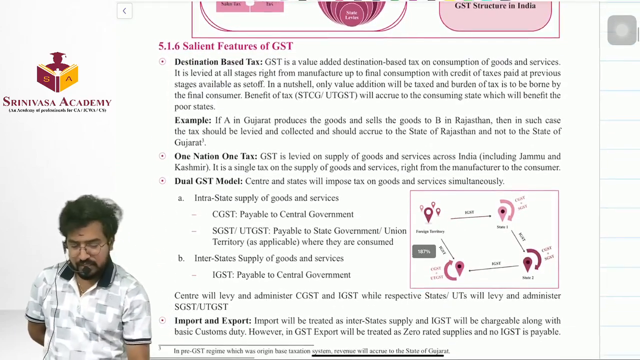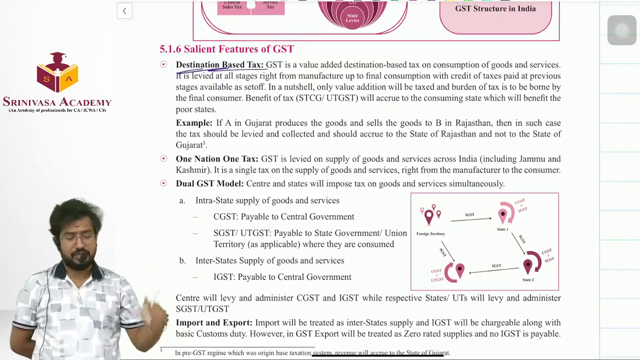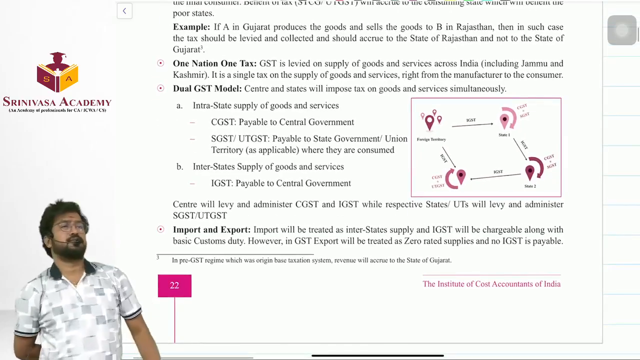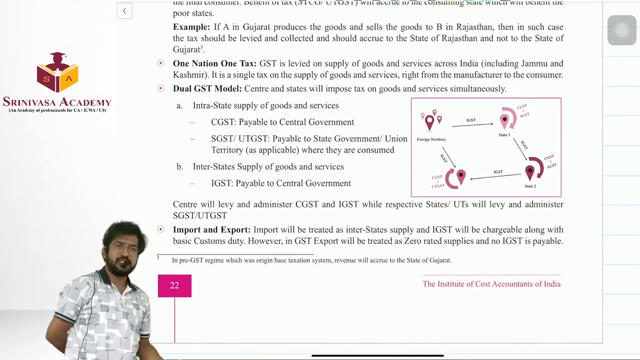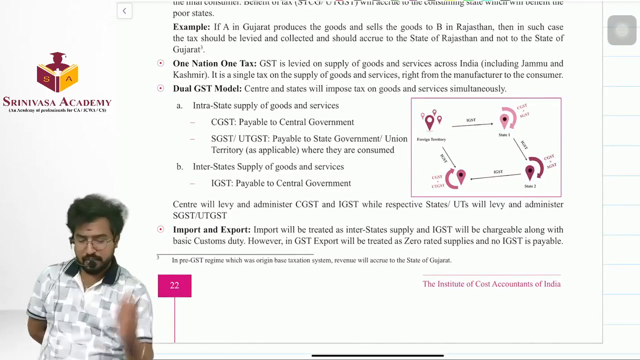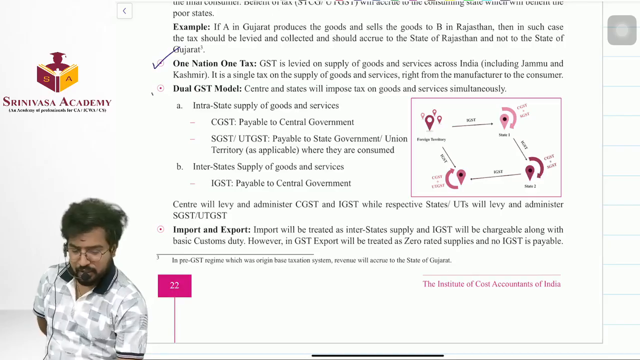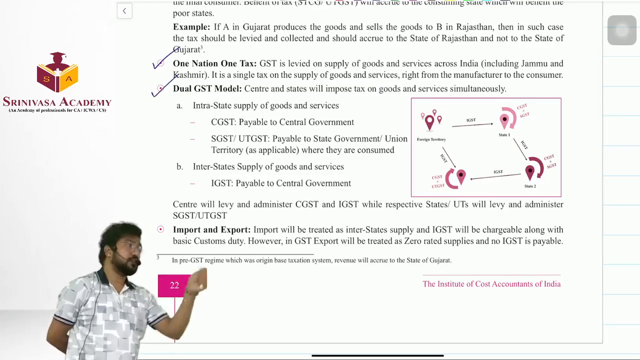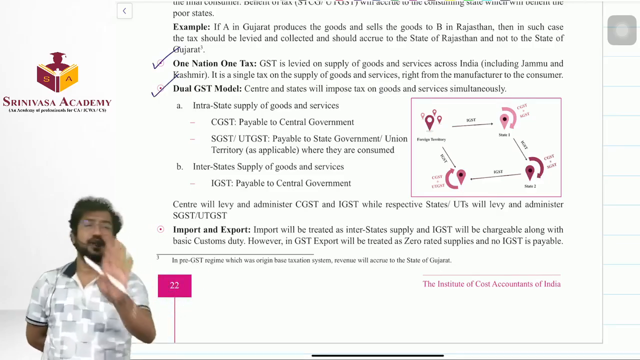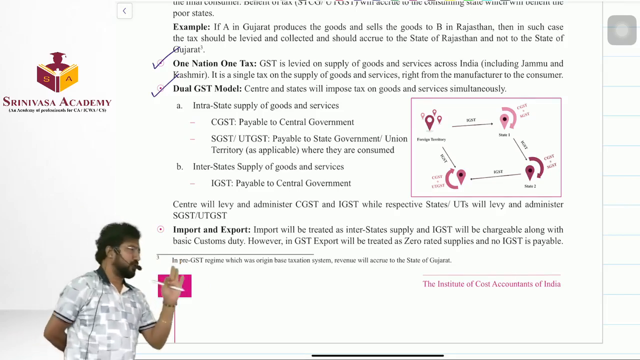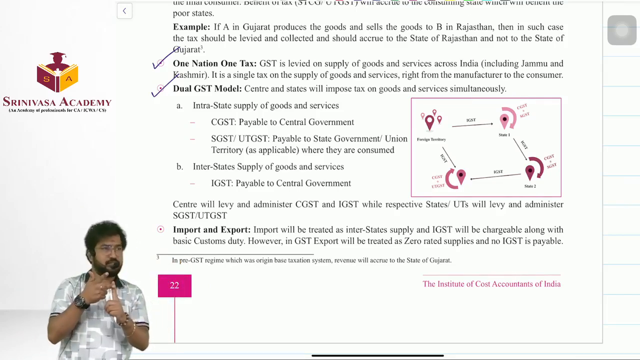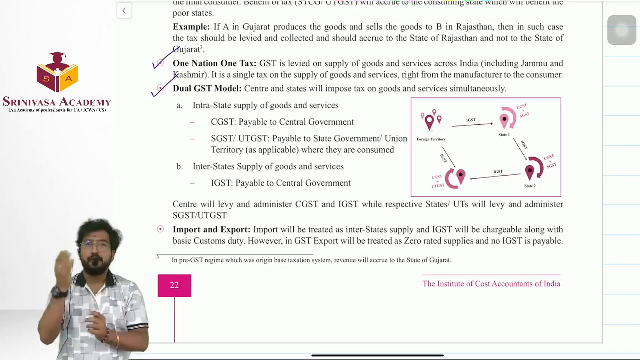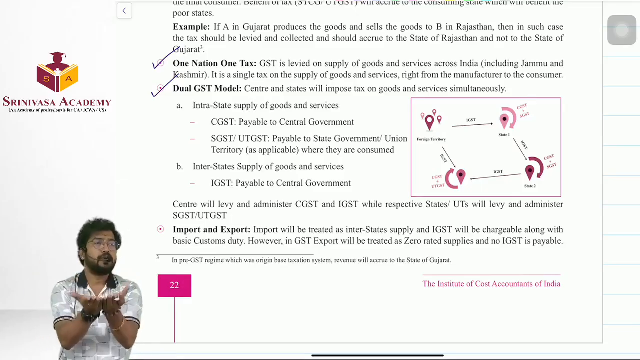What are the salient features of GST? Destination based tax. Wherever the destination is, that state will get the revenue. How do you find the destination? Place of supply. Place of consumption is nothing but place of supply. Next, one nation, one tax, the dual GST model. What do you mean by dual GST model? Both central government and state government have the power to levy GST. Across the globe, there are three models: central GST, state GST, dual GST. In India, we follow dual GST.